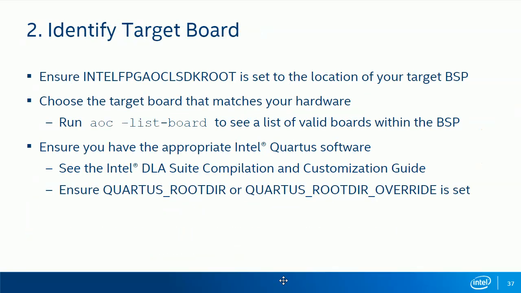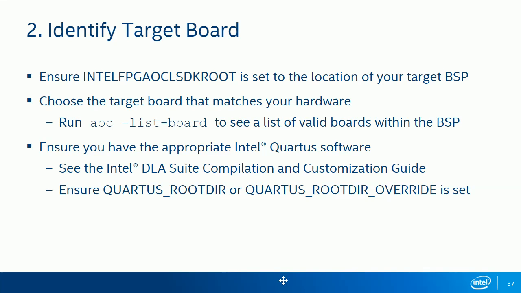Once your target architecture has been decided and created or generated, the second step is to identify a target board. This is essentially the OpenCL board support package for your hardware. You first need to ensure that the Intel FPGA OCL SDK root environment is set to the location of your target board support package. Then run aoc -list-boards to see a list of valid boards within the set board support package.